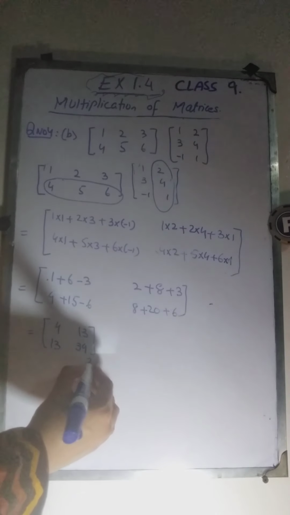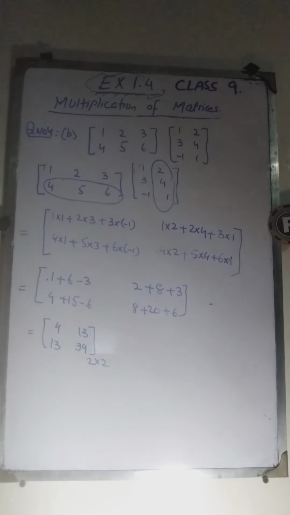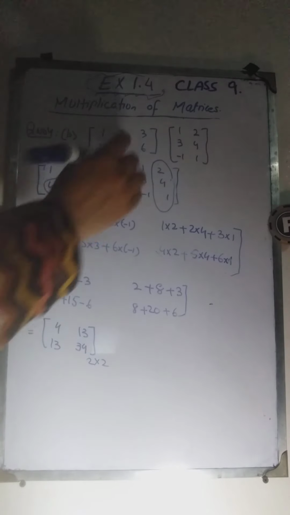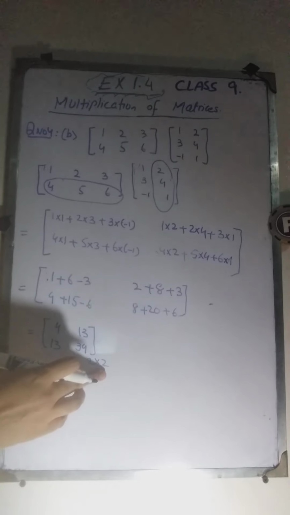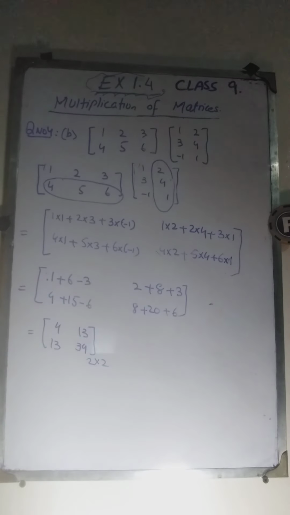As we can see, the resulting matrix is 2 by 2. It has taken the rows of the first one and the columns of the second one. Okay. So this is how we have multiplied this. Now coming to the next part.